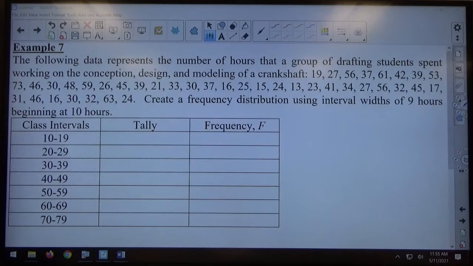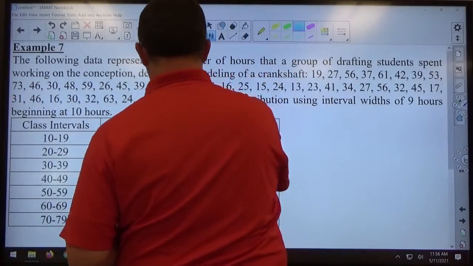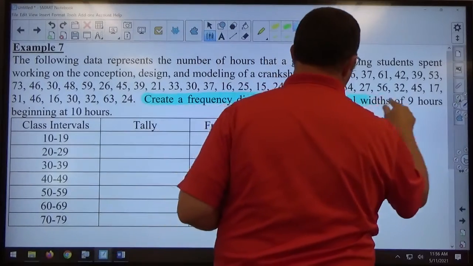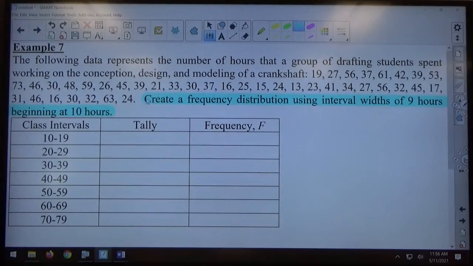And they want us to create a frequency distribution using interval widths of 9 hours, beginning at 10 hours. If you were doing this on your own, without direction, this part would be something you'd have to determine yourself. For the sake of having a consistent answer for everybody, we're going to set that up for you. So it says beginning at 10 hours and intervals of 9 hours each. So 10 plus 9 is 19. The next number up, 20 plus 9 is 29. Next number up, 30 plus 9 is 39, and so on. So that's how you create your intervals over here.